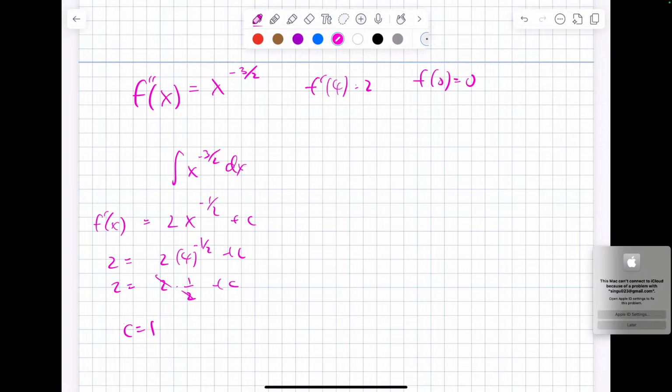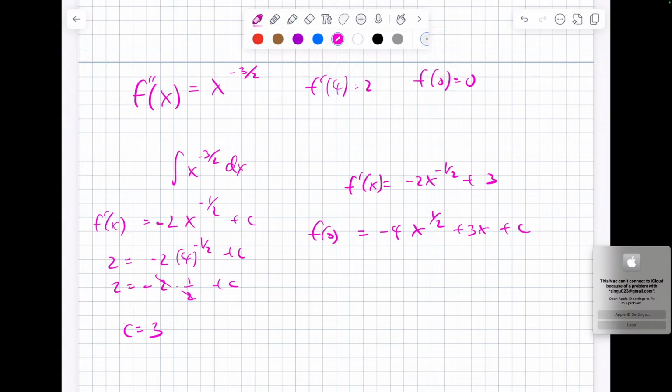Equal to 1? Oh, this is negative 2? It'd be negative 2x. Then if we write it equals 3. 3 and 3. I got 3 and 3. Okay, then you get for your equation negative 4x to the 1/2 plus 3x plus 0. Because our c is equal to 0. So it's c equals 0.